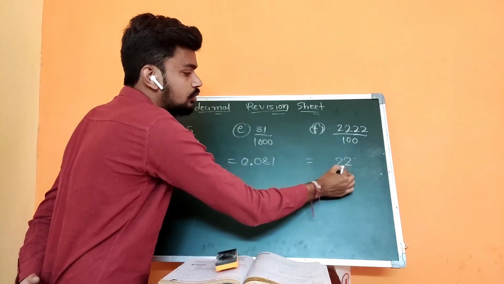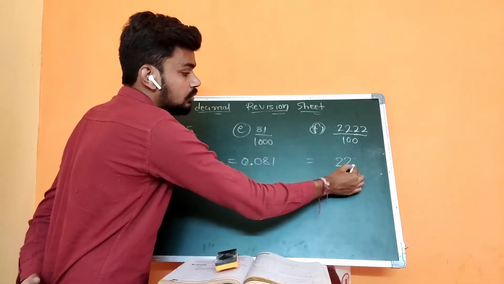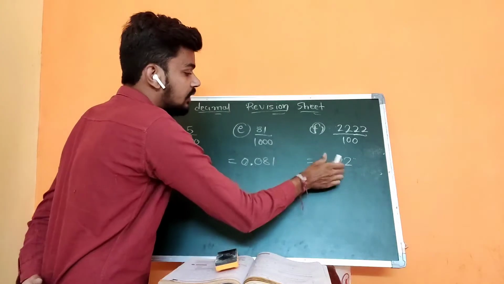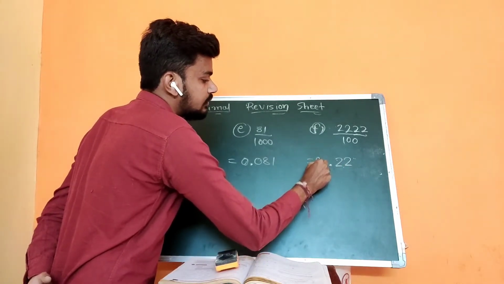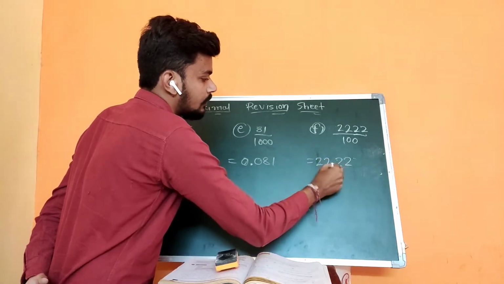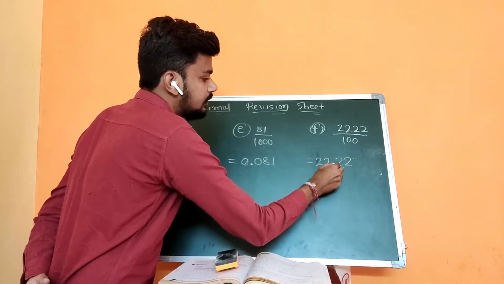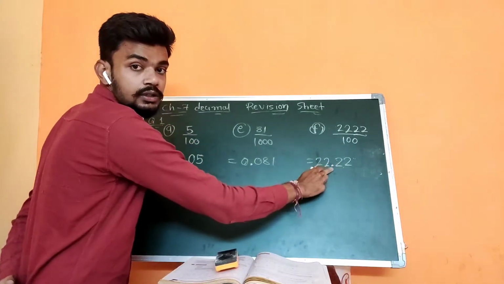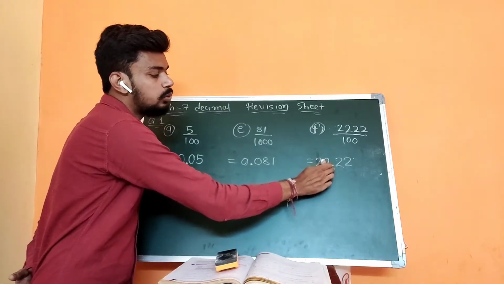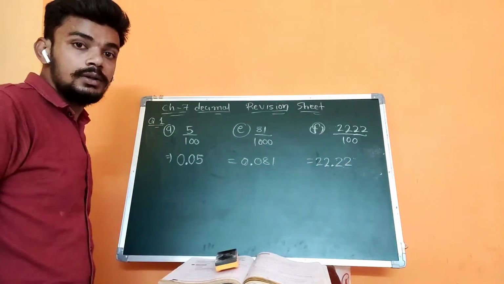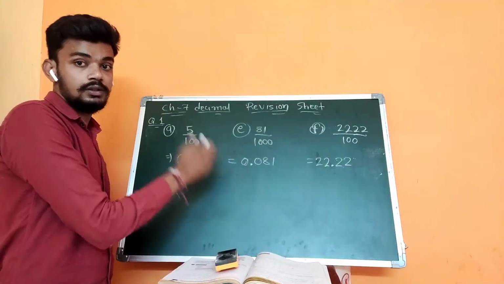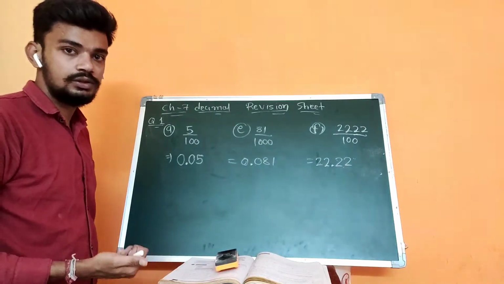22, these are the last two done. So we need to put the decimal point after 2 digits, and the remaining number we put as it is. So the answer is 22.22. Understood? That's how we can read it, 22.22. That's how we can convert a fraction to a decimal. Understood? Okay.